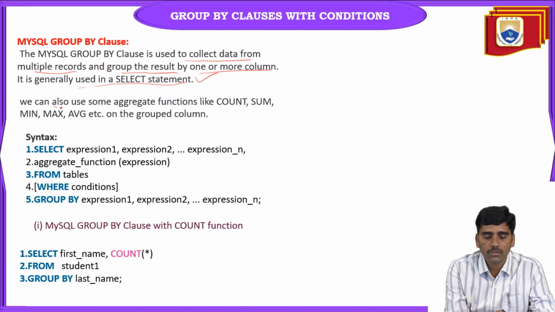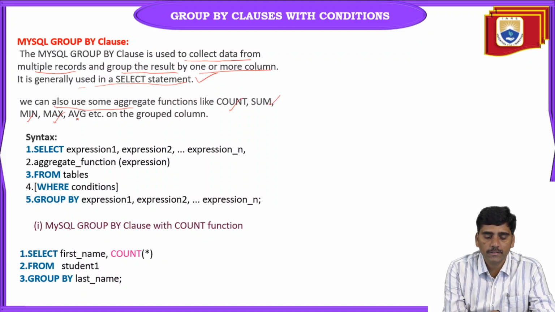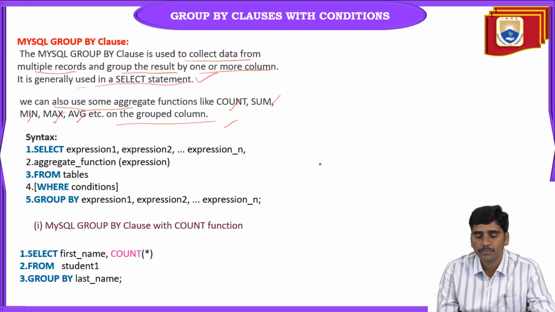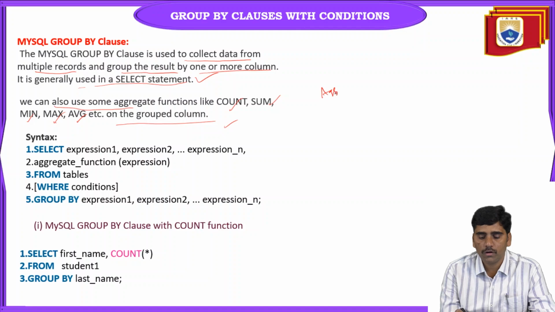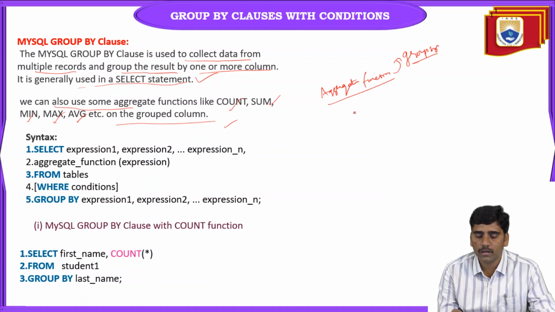Here we can also use aggregate functions like count, sum, minimum, maximum, average, etc., on the grouped columns. These are all aggregate functions for GROUP BY clauses. The result is displayed after grouping all the data, and from that grouped data you need to get a single value. The aggregate functions are COUNT, SUM, MIN, MAX, and AVG.